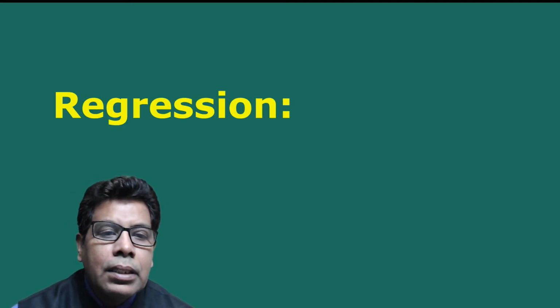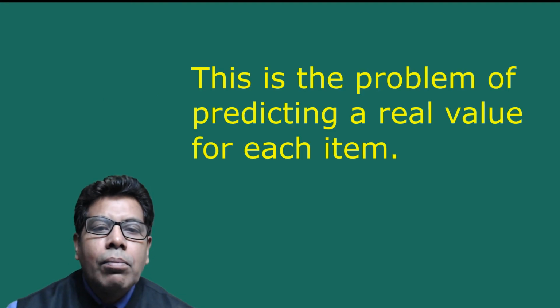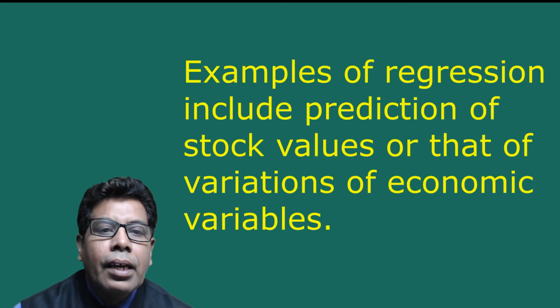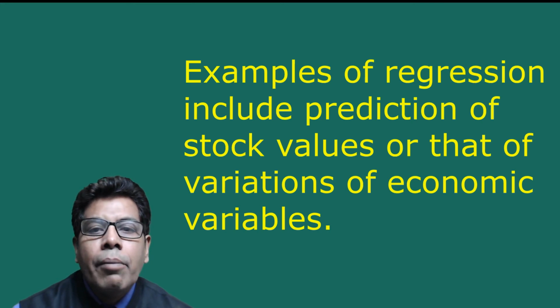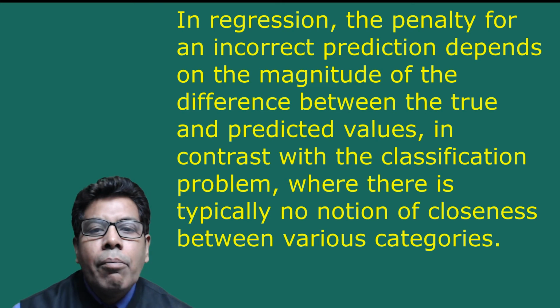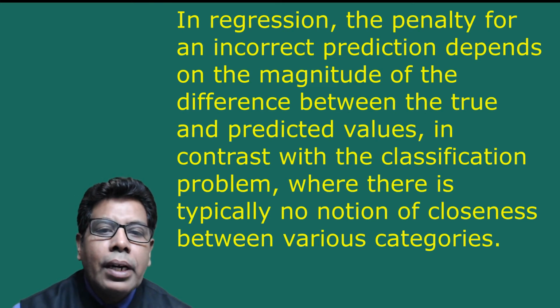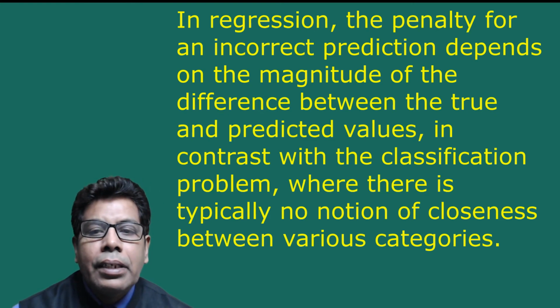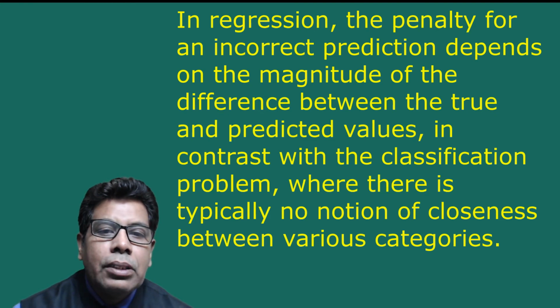Then let us go to regression. This is the problem of predicting a real value for each item. In regression, that is also a supervised problem, the outputs are continuous rather than discrete. Examples of regression include prediction of stock values or that of variation of economic variables. In regression, the penalty for an incorrect prediction depends on the magnitude of the difference between the true and predicted values, in contrast with the classification problem, where there is typically no notion of closeness between the various categories.